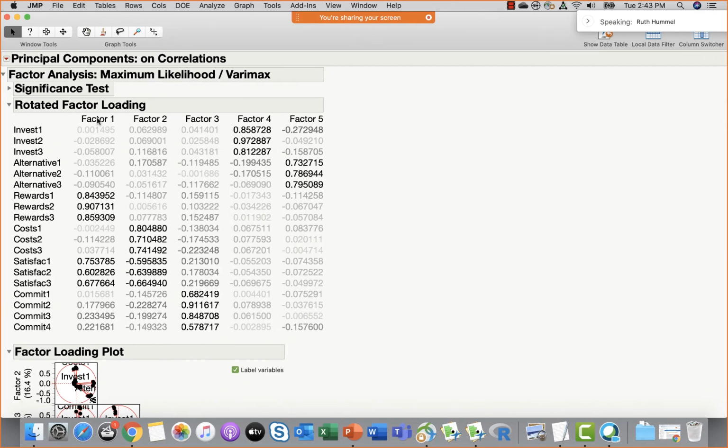So now we see that the first factor is mostly rewards and satisfaction. The second factor is mostly costs, a little bit the opposite of satisfaction. The third factor is the commitment. The fourth factor is investment. The fifth factor is the alternatives.